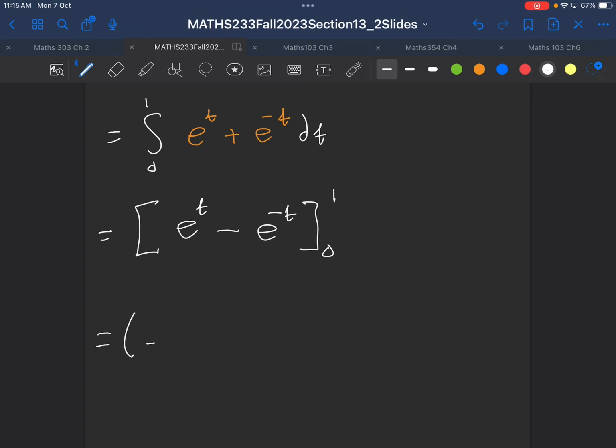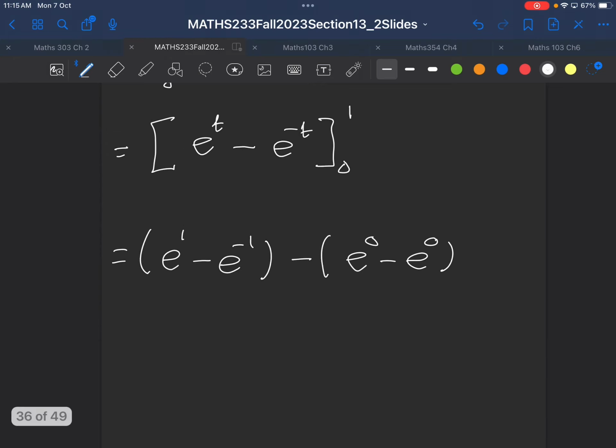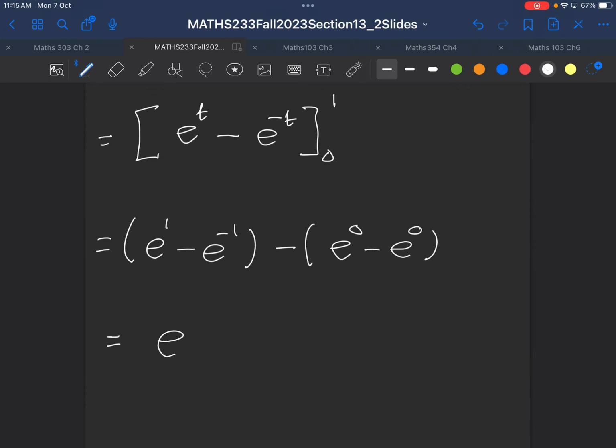Now, if you substitute 1, you get e^1 minus e^(-1). Minus, if you substitute 0, this will be 0, so the final answer would be e minus e to the power of negative 1.